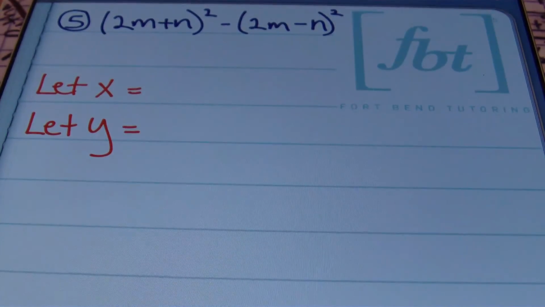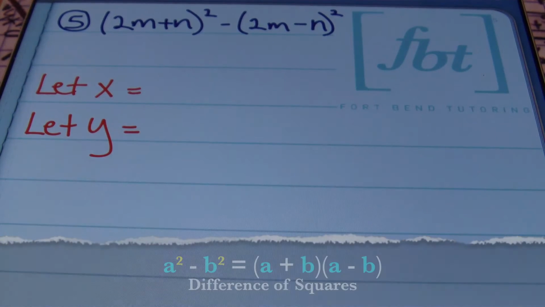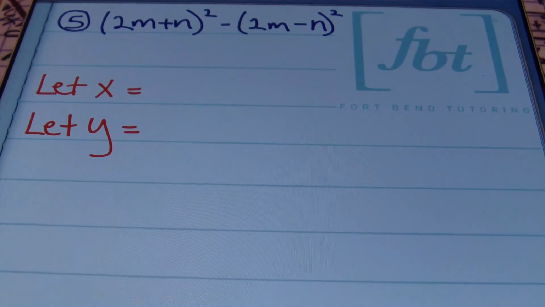All right. In problem number 5, we have the quantity of 2m plus n squared minus the quantity of 2m minus n squared. And if you're like me, you've already recognized that this expression is a difference of two squares. That's right. We have a perfect square minus another perfect square. But even though I'm recognizing that this is a difference of two squares, this problem is kind of bulky as far as the perfect squares are concerned.